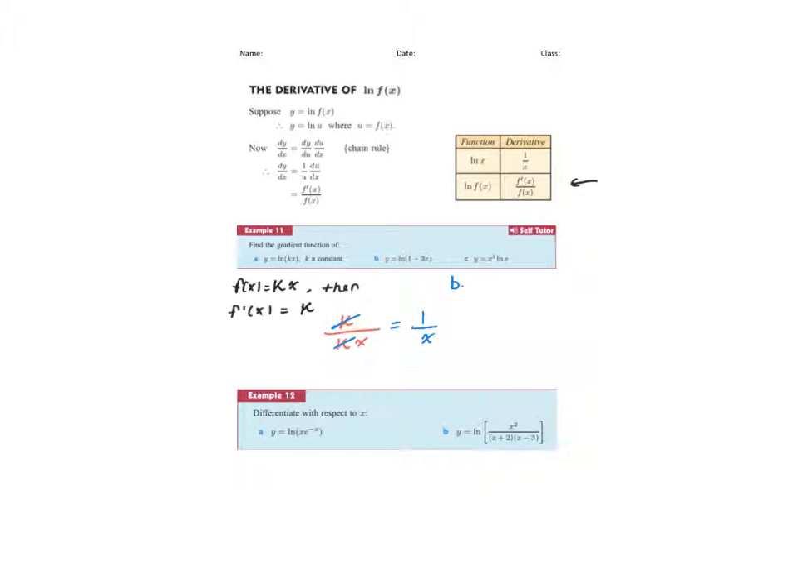Let me use a different color. Okay, so it says take the derivative of the function. So the derivative of 1 minus 3x is what? Yeah, negative 3, right. It's just negative 3. Divide that by the original function, 1 minus 3x.